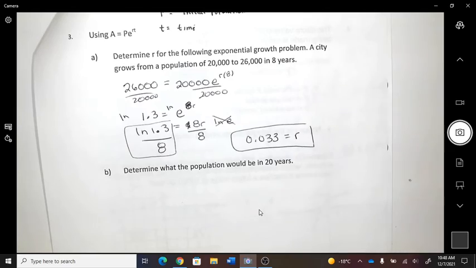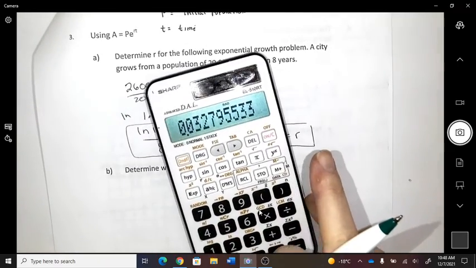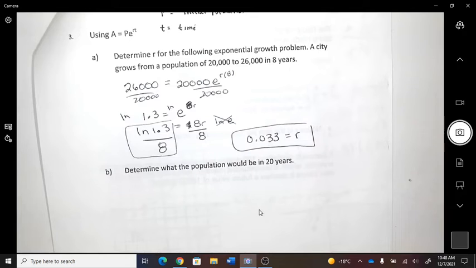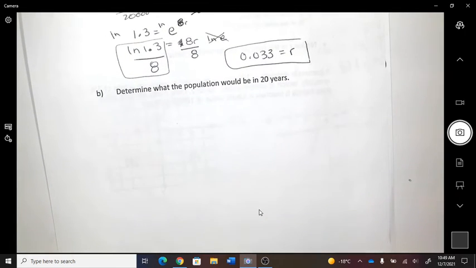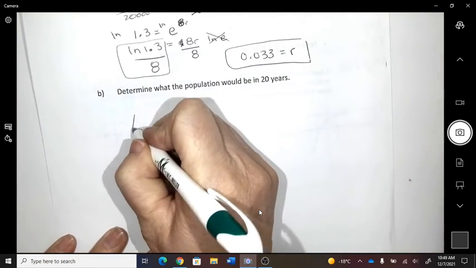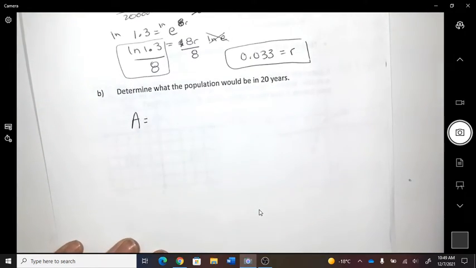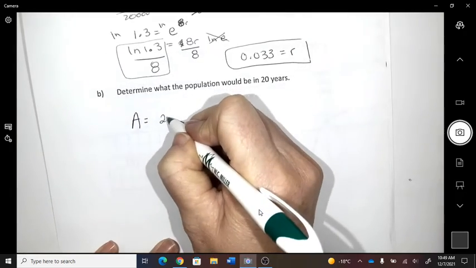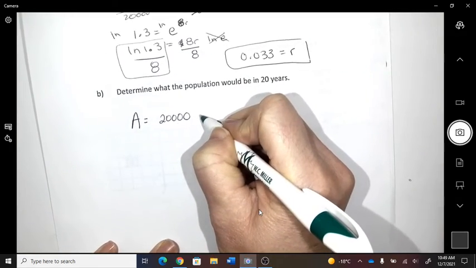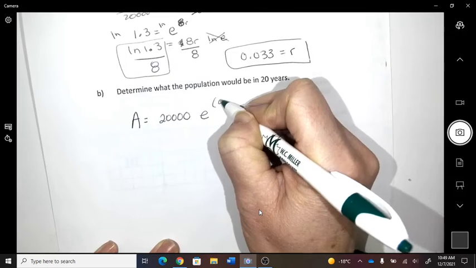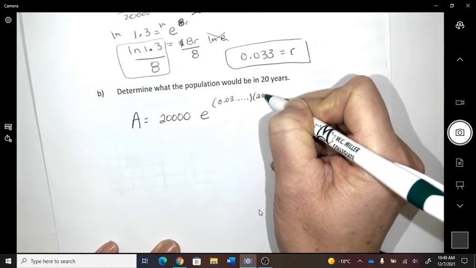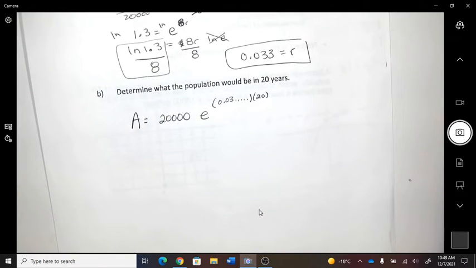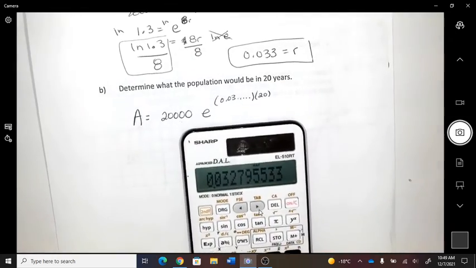But you probably don't want to get rid of it, right? It's still on my calculator. What will the population be in 20 years? So A equals, we started with 20,000, e to the 0.03 ... times 20. Okay, so I'm giving you the dots, meaning it's on my calculator.